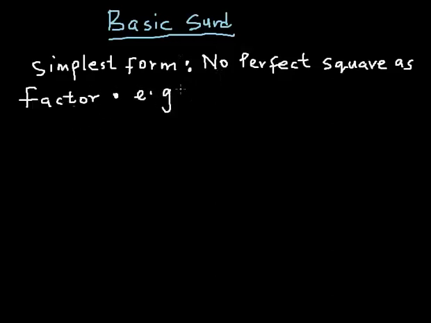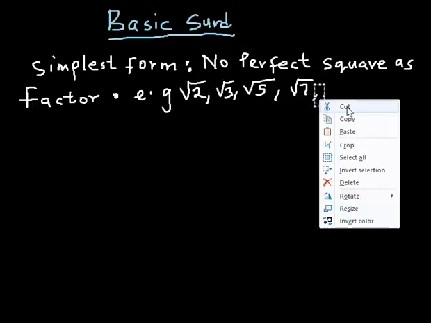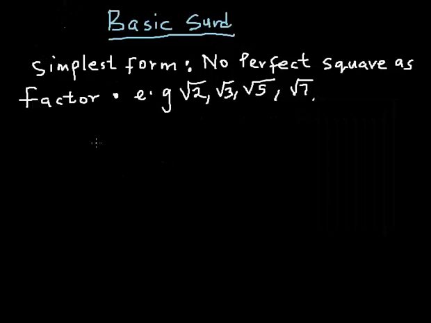Examples are the square root of 2, square root of 3, square root of 5, square root of 7, square root of 10. Now, square root of 8 is not a basic surd. Why is square root of 8 not a basic surd? I'll tell you why. Square root of 8 has two factors. I can split it into two factors in which one of them is a perfect square. So 8 is the same as 4 times 2.